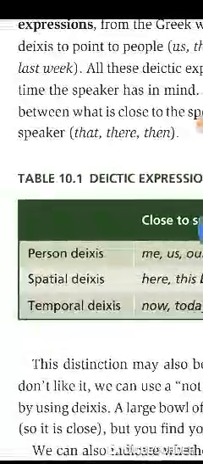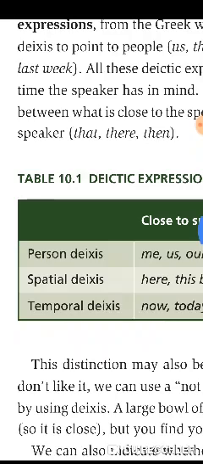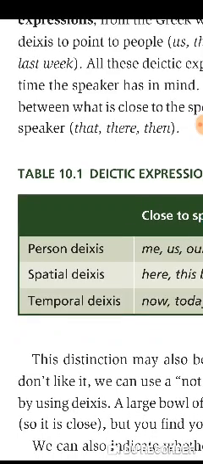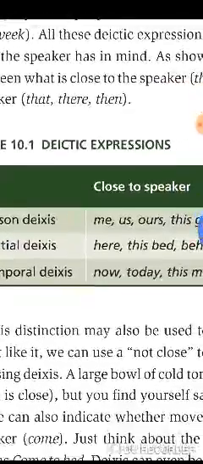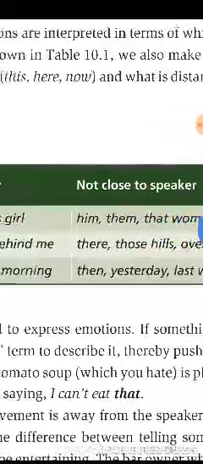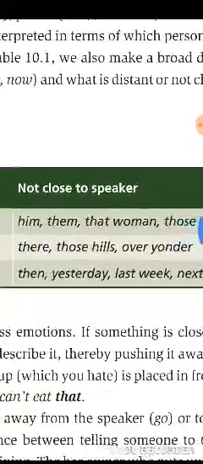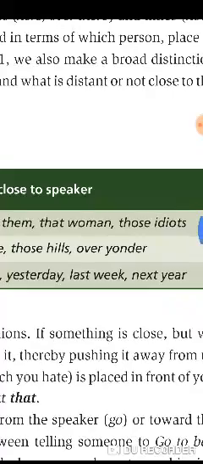Well, this is type 1. Spatial deixis. What is the meaning of spatial? Spatial is the adjective form of space, S-P-A-C-E, space. What does it mean? Spatial means place. Well, so there are 2 types of place deixis. Here, this bed, behind me, close to the speaker. There, those hills, over yonder, not close to the speaker. Over yonder means over there. Okay?